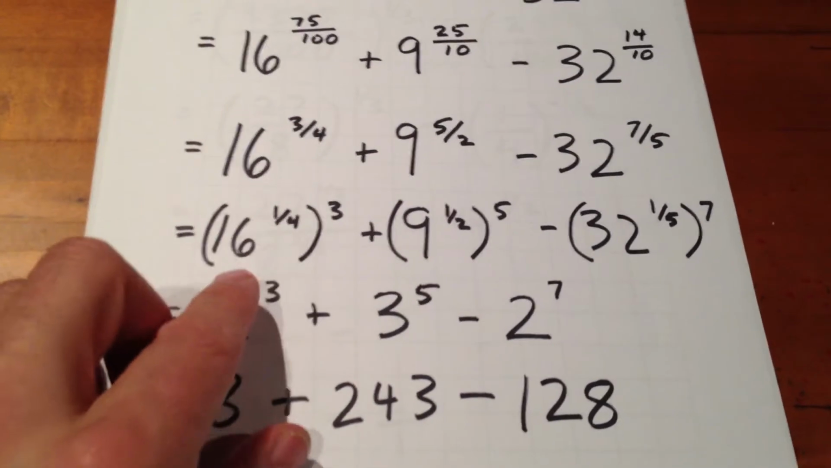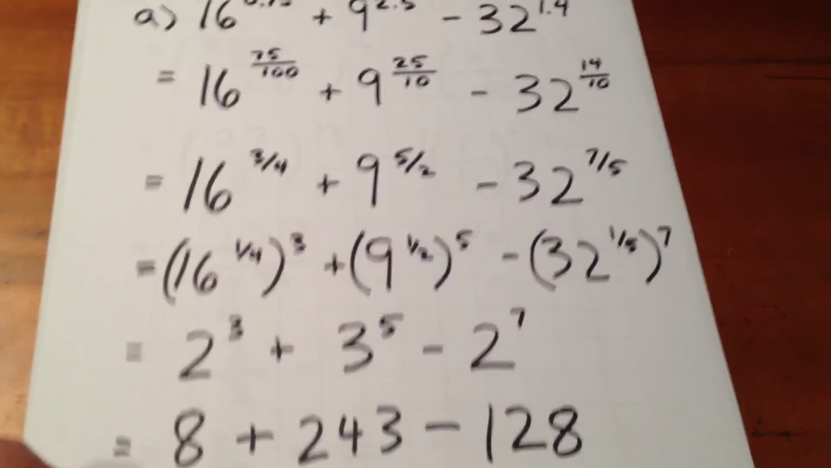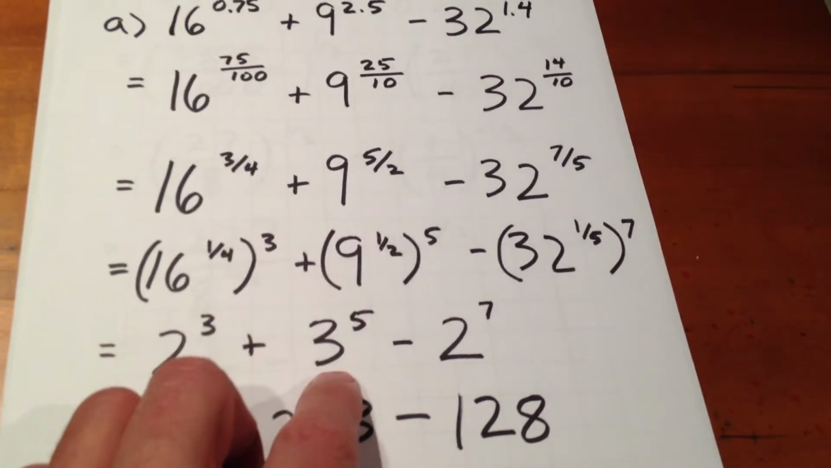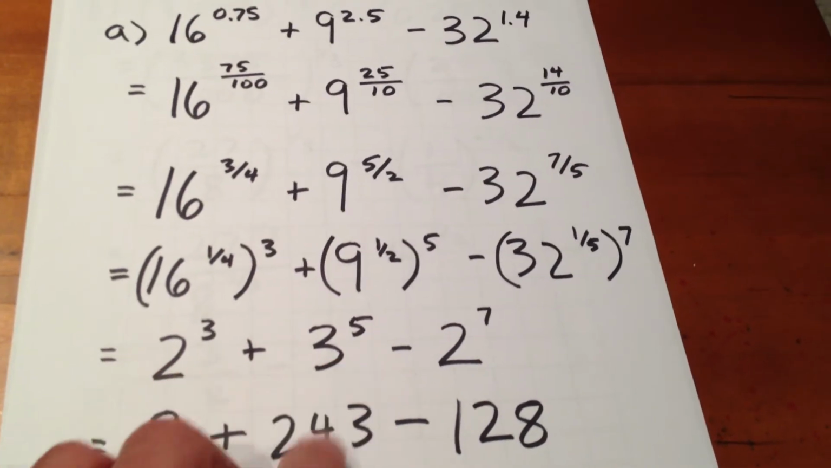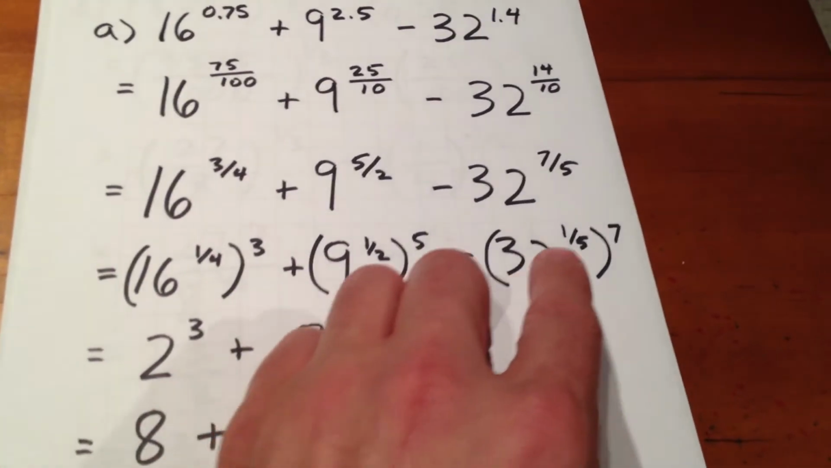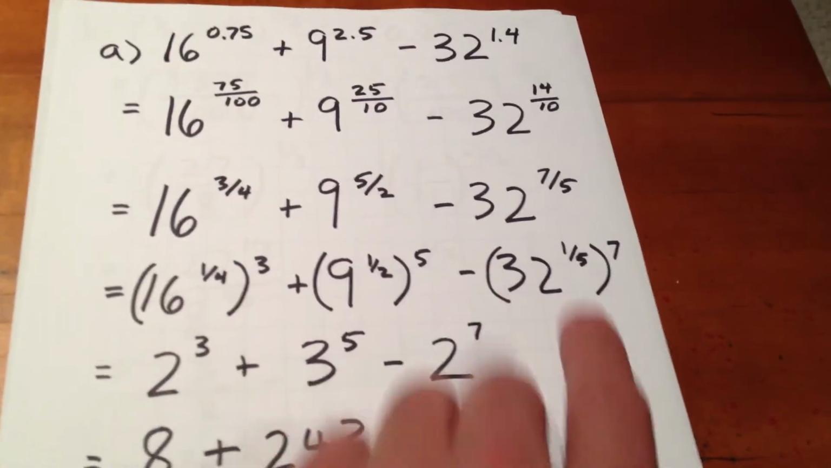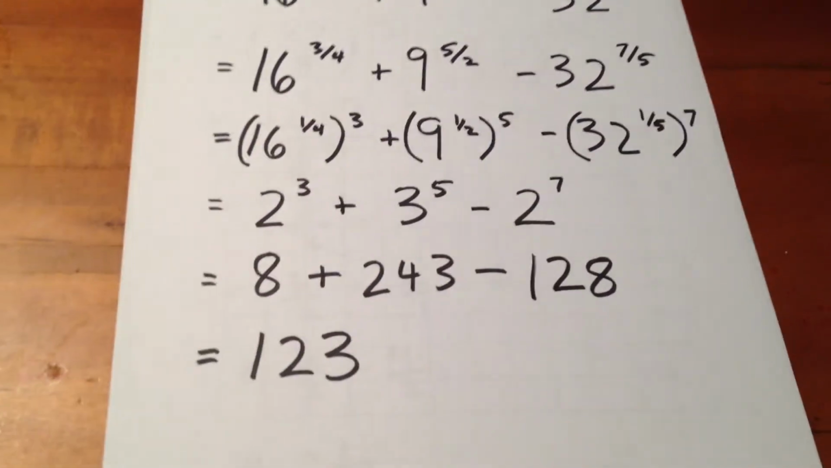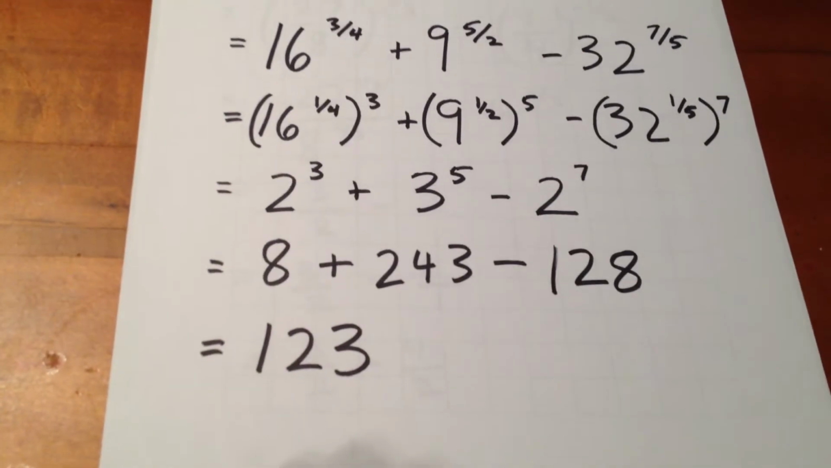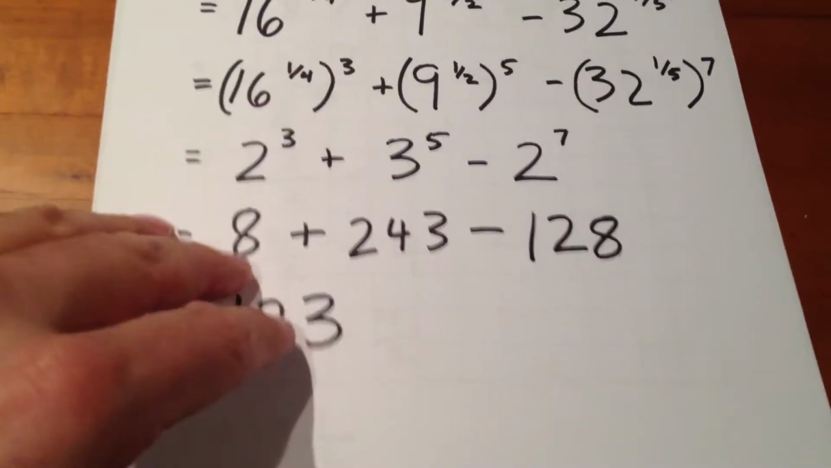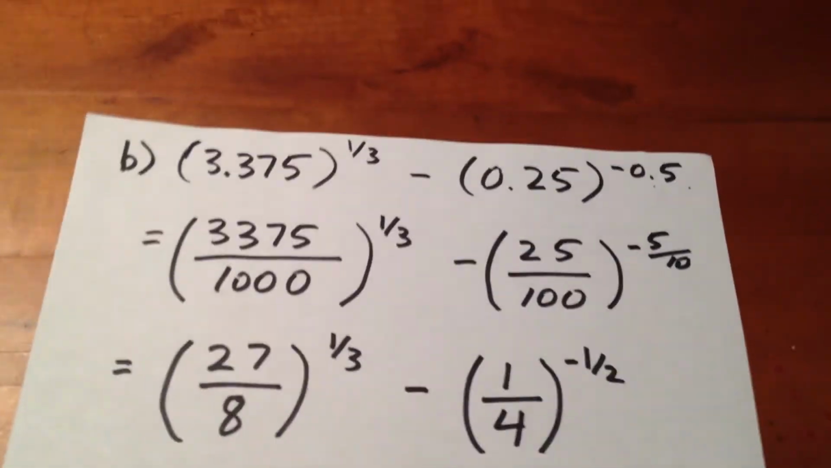The 4th root of 16 is 2. 2 cubed is 8. The second root or square root of 9 is 3. 3 to the 5 is 243. The 5th root of 32 is 2. 2 to the 7 is 128. 8 plus 243 minus 128 is 123. Then we move to the next question.